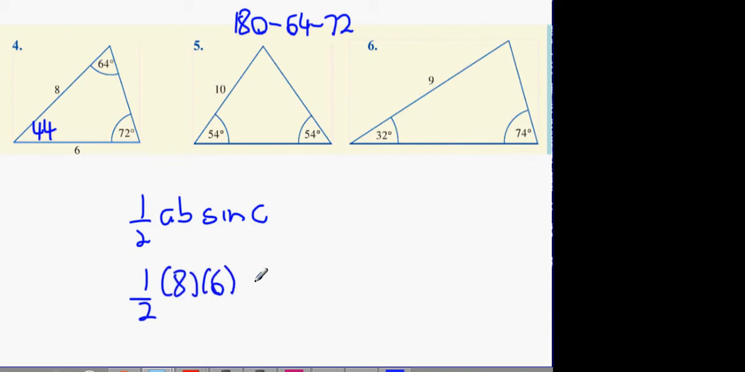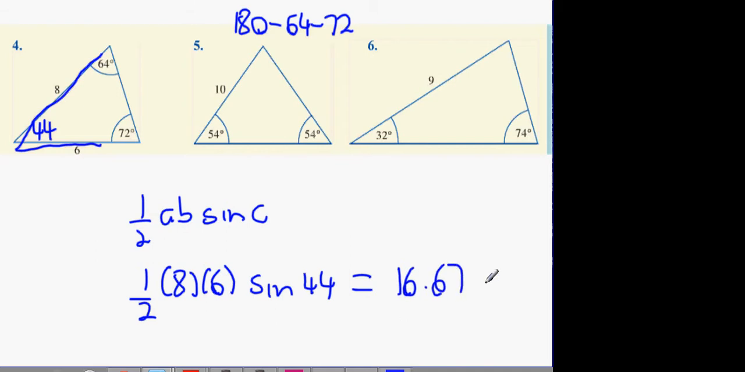Those are the two sides I know and the angle in between is all I ever use. So what is that in the calculator? 16.67. 16.67 centimeters squared, because it's area. That could be 17 centimeters squared. That's all there is to these first 6 or 7 questions.